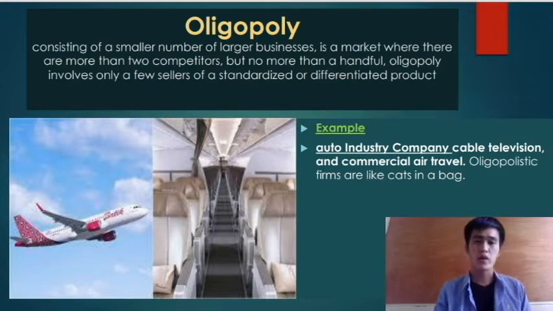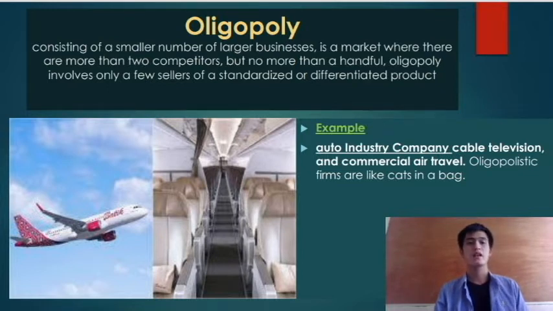Another example is the commercial air travel company. The market frequently exhibits oligopolistic characteristics. Airlines employ dynamic pricing, which means their prices change on a regular basis. Airline fares might fluctuate many times each day.